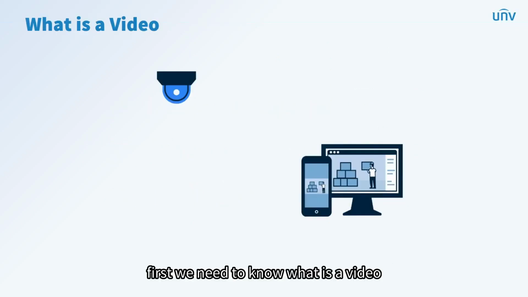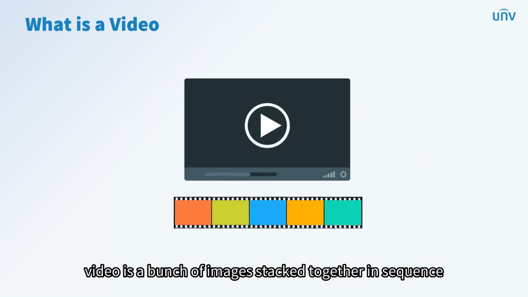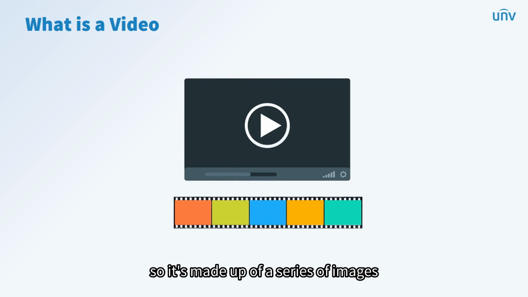First, we need to know what is a video. Actually, video is a bunch of images stacked together in sequence. So, it's made up of a series of images but creates a sense of real motion.